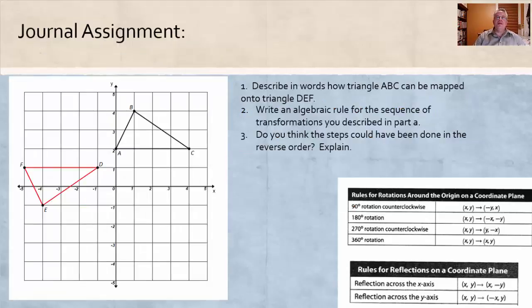Time for the journal assignment. So you got 3 things to do here. I want you to describe in words how triangle ABC can be mapped onto triangle DEF. Okay, so somehow you got to turn this upside down. So you decide. Describe in words, and you can do it in 2 steps. So describe both steps. The second thing is to write an algebraic rule, like we did for each of the examples, for the transformations you described in step 1. And third, I just want you to think about, once you have that done, could you have switched the steps and it would have ended up being the same thing? Did it matter this time, the order of the steps?